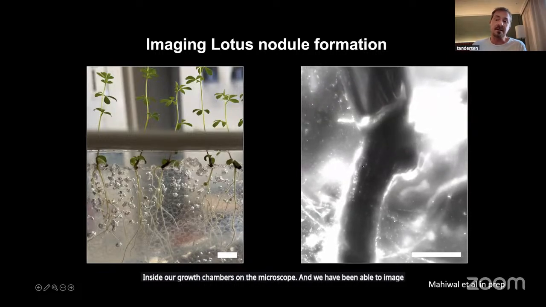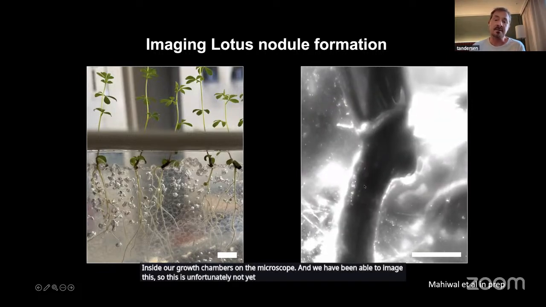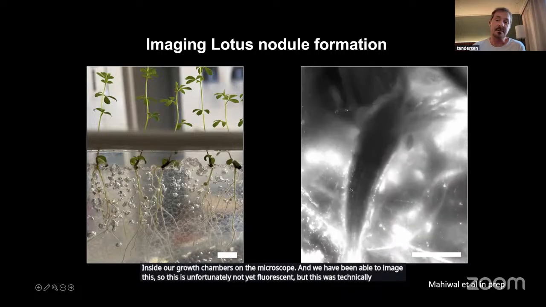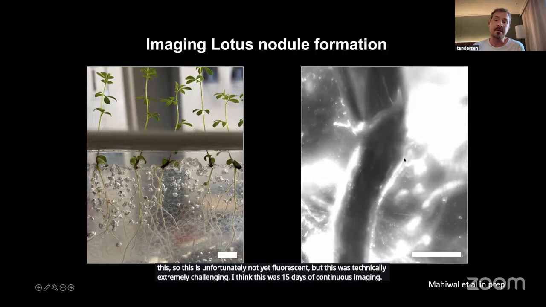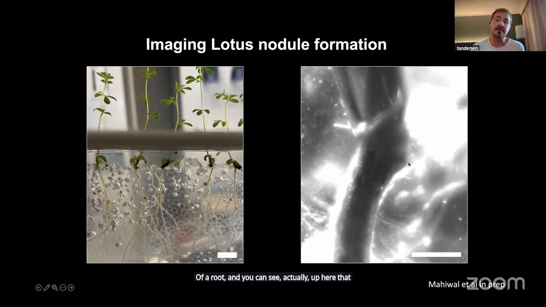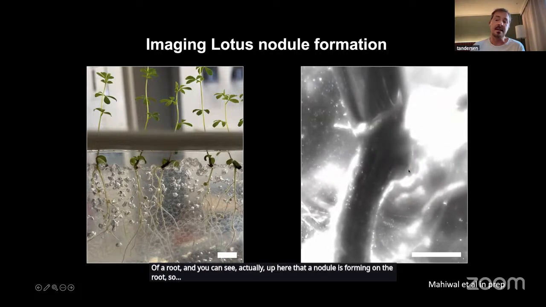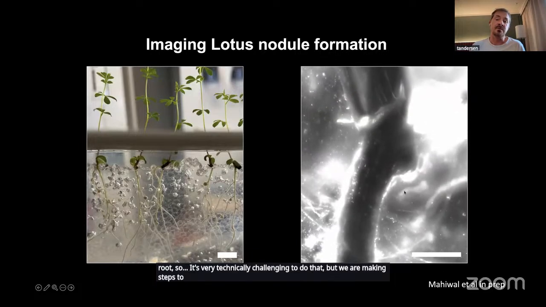So this is unfortunately not yet fluorescent, but this was technically extremely challenging. I think this was 15 days of continuous imaging of a root, and you can see up here that a nodule is forming on the root. So it's very technically challenging to do that, but we are making steps to image these processes in the near future.